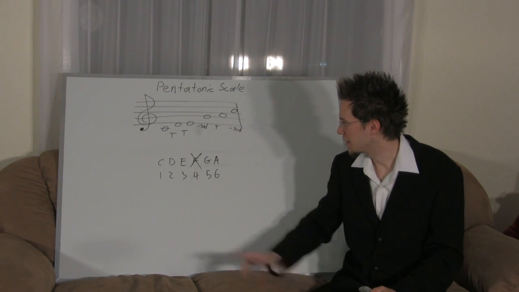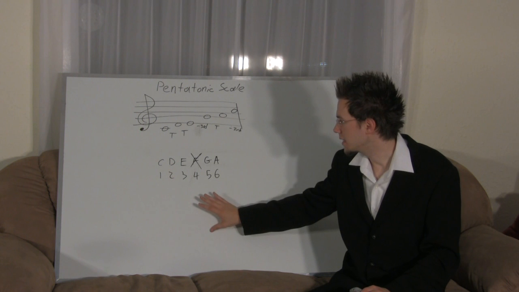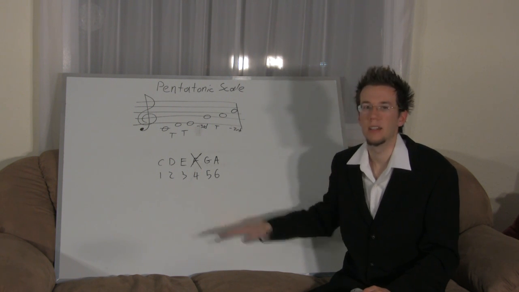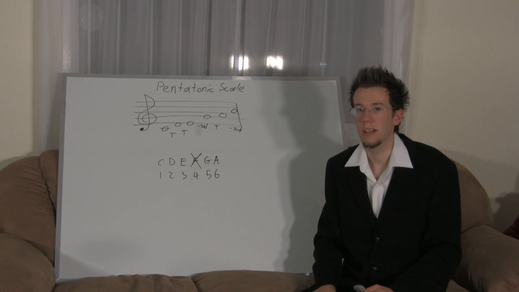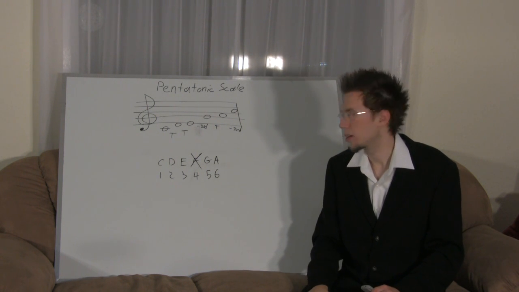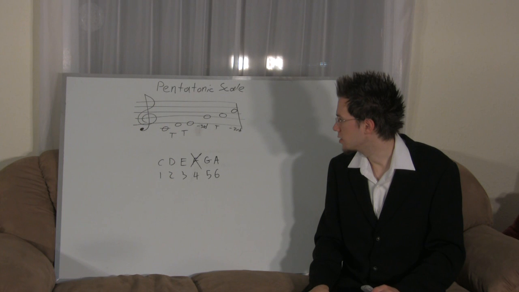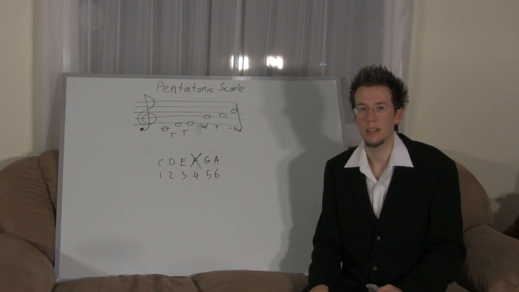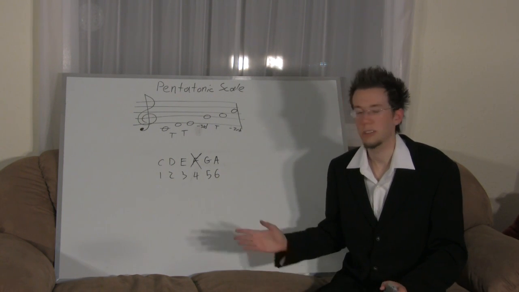And there you go, you've got a pentatonic scale. So C, D, E, G, A. Those would be your notes in your pentatonic scale. Conversely, you can start on any note. So you could start on D and you could go D, E, G, A, C. And that could be another starting point.